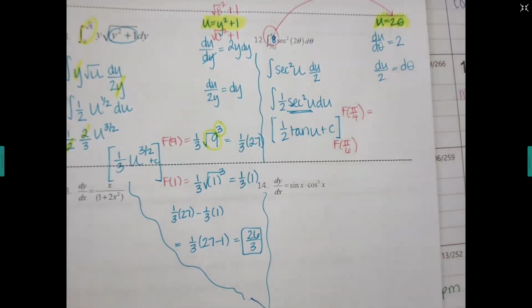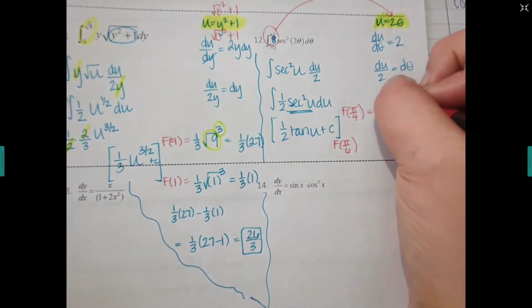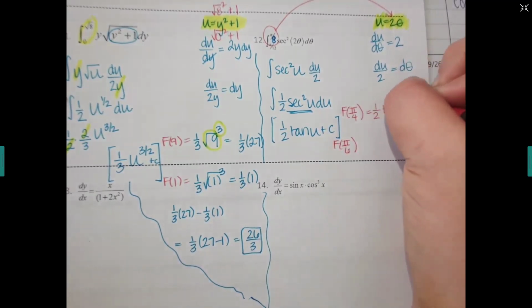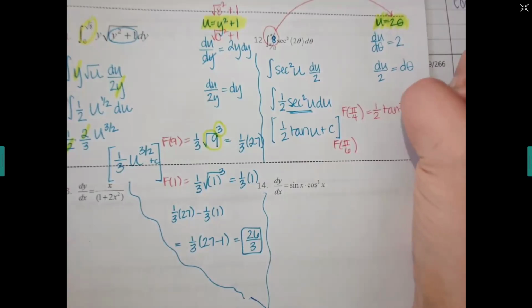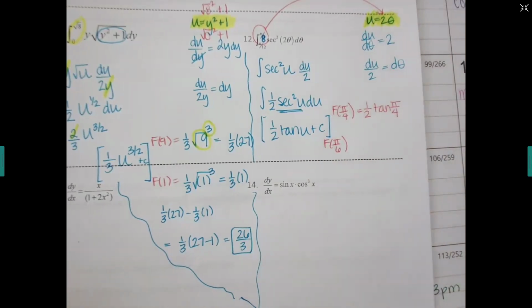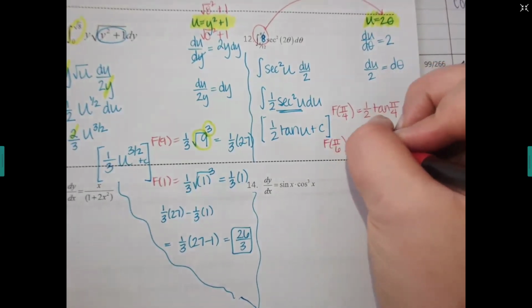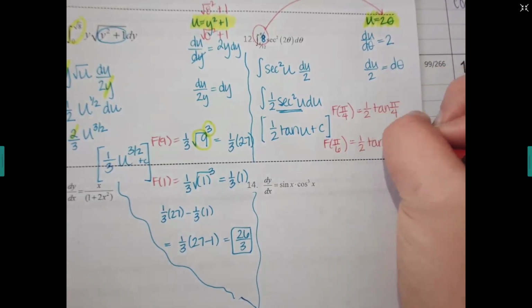Okay, then we're going to take both of these endpoints, plug them into our equation, and then subtract. So let's plug in pi fourths first. I want 1/2 of the tangent of pi fourths. And then on the bottom, I'm going to want 1/2 of the tangent of pi 6.